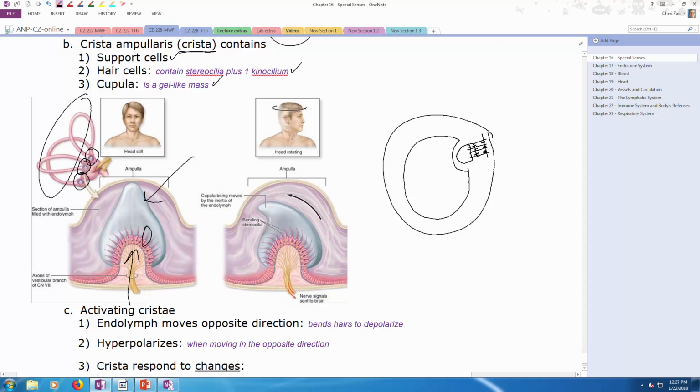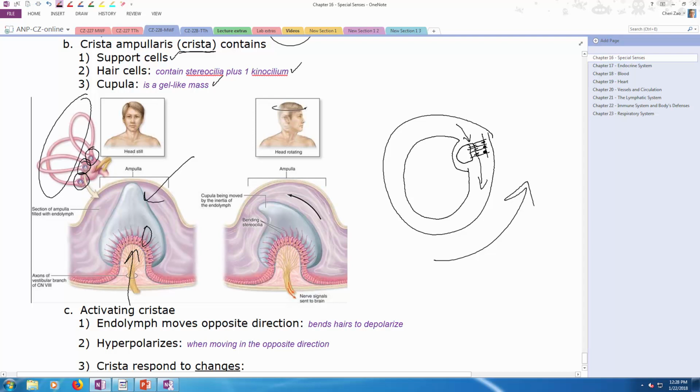With the cupula over that. So now, this is surrounded by what kind of fluid on the inside? Endolymph. This is endolymph. So now when I am moving this way, which direction does the endolymph move? Opposite direction. Again, the same process. Opposite direction.